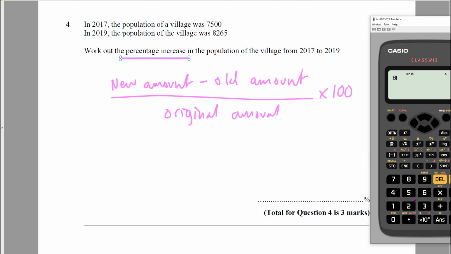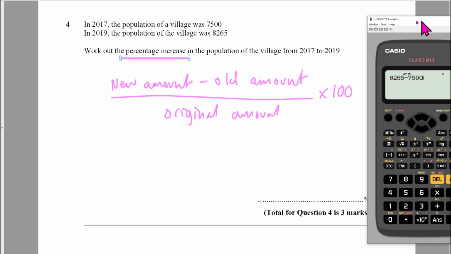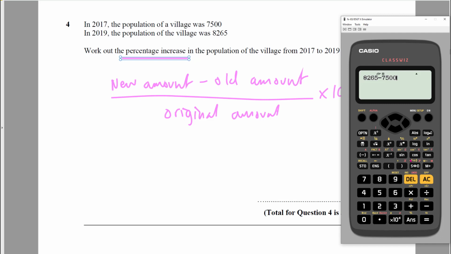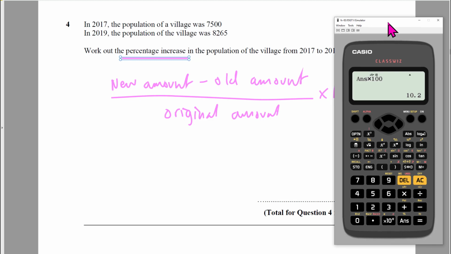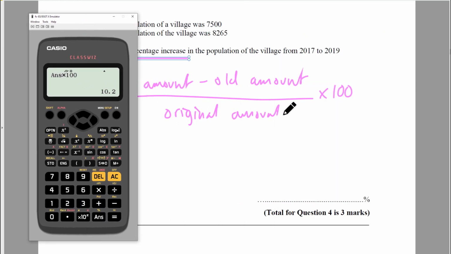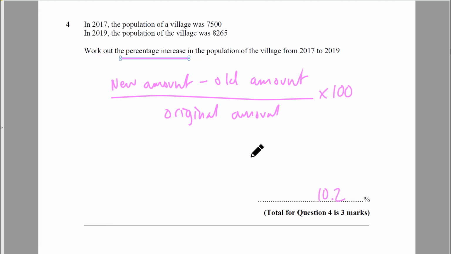So that's 8265 minus 7500 equals 765 divided by 7500 and times by 100 to turn it into a percentage. But you might know that's 10.2% already, and that is 10.2%. That's all the working out you need really. But obviously show the numbers that you're using.